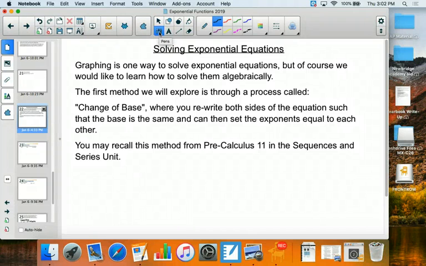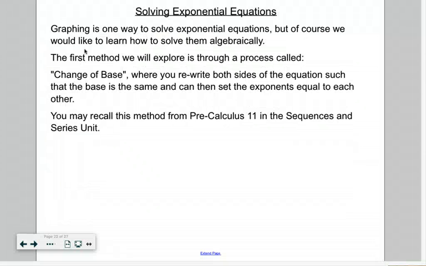Okay, so here in 7.3, we're going to start looking at solving exponential equations, okay? At this point, how we algebraically solve exponential equations is actually through logarithms, which we haven't learned yet. But for now, we are going to look at a couple other strategies for solving exponential equations, where we're solving for x, that variable that's in the exponent.